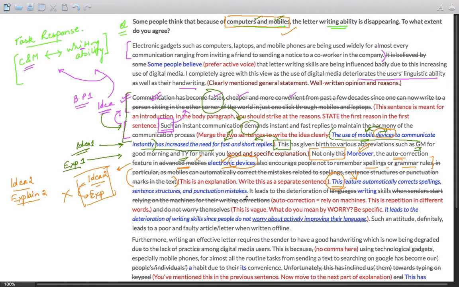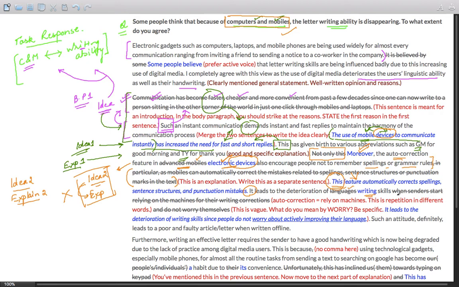The next sentence is fine. It leads to something. What leads to something? This process, the entire sentence, leads to deterioration of writing skills. Language skills are fine. Writing is more precise. Just like devices are more precise than just advanced mobiles, similarly, writing skills are more precise than writing just a language.